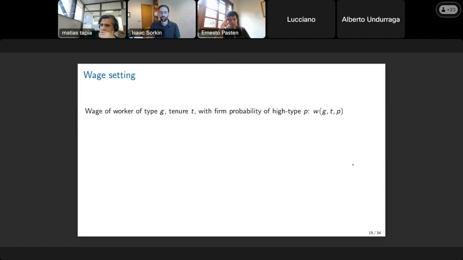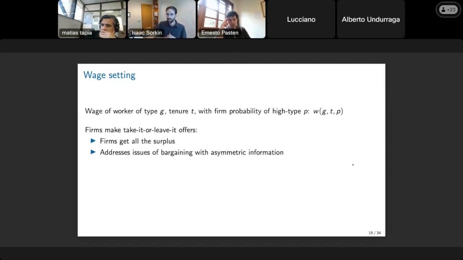So wage setting could potentially be very complicated. The wage of a worker of group G, tenure T, where the firm's probability of there being a high type could be some arbitrary function. What I'm going to do instead is have firms make take-it-or-leave-it offers. What this is going to mean is that the firm gets all the surplus. It's going to address issues of bargaining with asymmetric information.